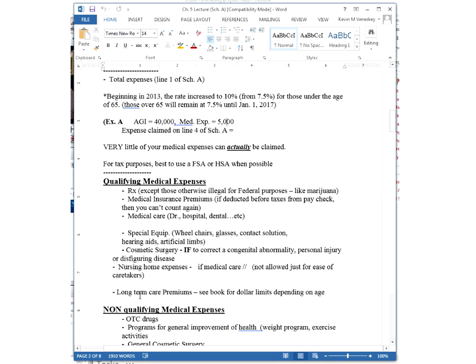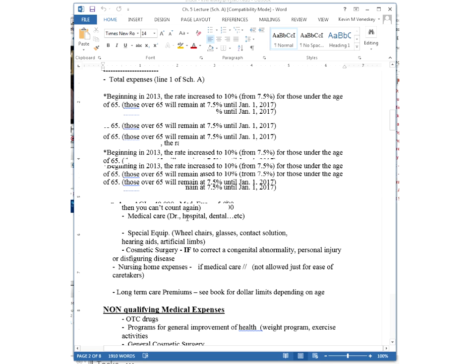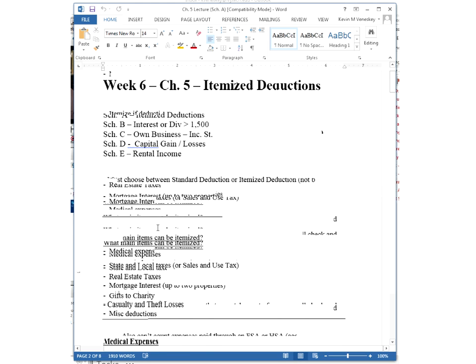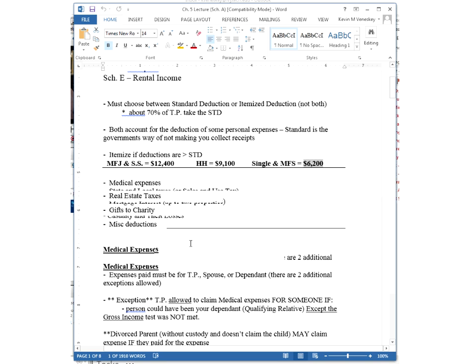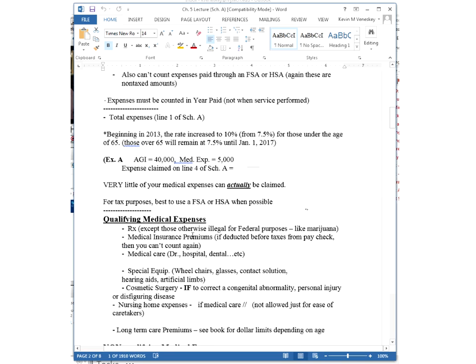Especially if you're married filing joint and you've got to get over that 12,400 number before itemized even makes sense. Again, you want your itemized deductions to be, if you're married, over 12,400. Again, it's quite a bit less if you're single, at 6,200.